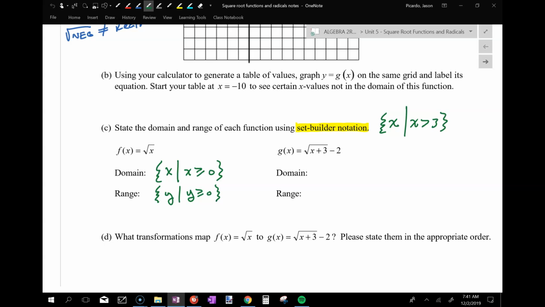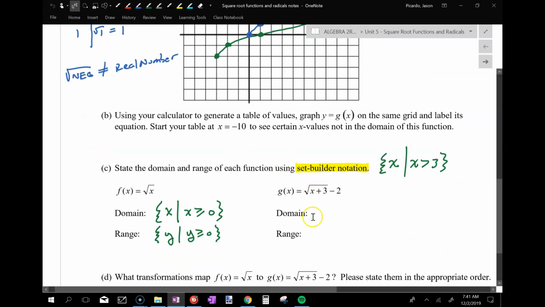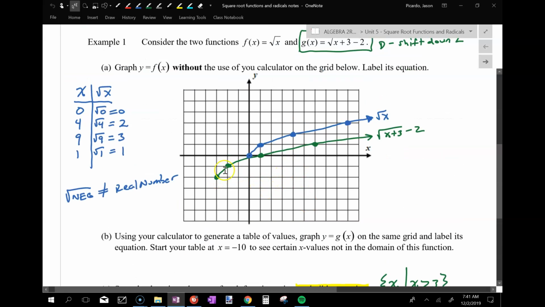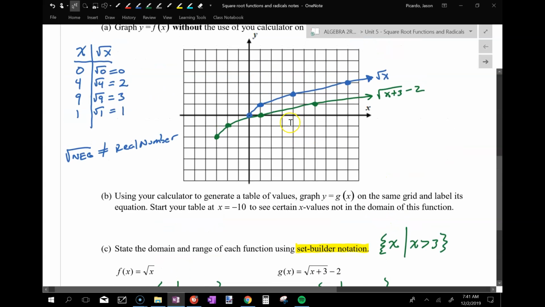Now, the next piece. Look at the green one. Was I allowed to plug in values that were less than 0 here? Yeah, I was allowed to plug in -1, -2, and -3. Agreed? So would you agree that the domain would be values of x that are greater than or equal to -3? And then what about the range? What's the lowest point on this green graph? -2. So everything greater than or equal to y being -2?